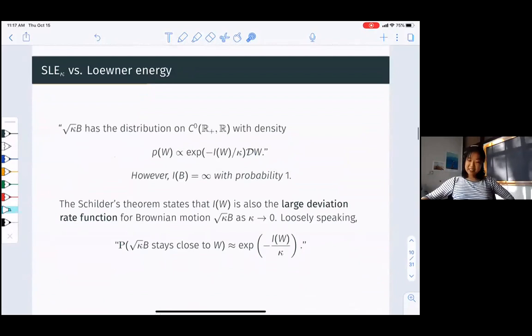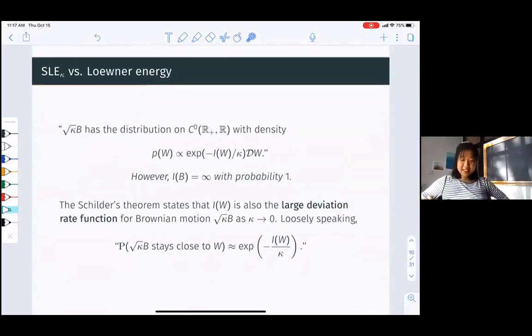All right. Then I'm going to discuss the relation between SLE and this Loewner energy. In physicist terms, they usually call the Dirichlet energy the action functional of Brownian motion. And in a formal path integral notation, they will write that Brownian motion, scaled by the square root of kappa, has density like exponential of minus the action over kappa times some Lebesgue measure on the space of functions.